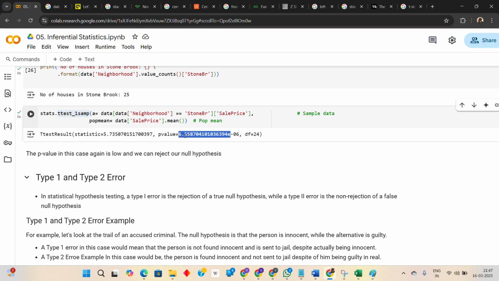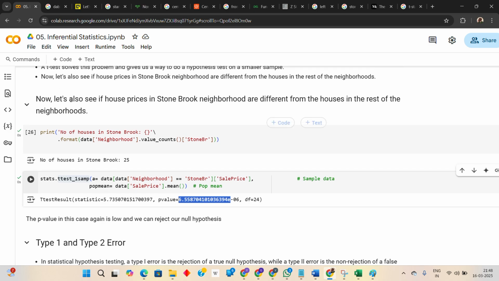I got the p-value as 6 point something. Don't get to the conclusion immediately. Here you can see e power minus 6, that means 10 power minus 6, which means divided by 10 six times: 0.000000006. That is also still less than 0.05, right? Still we are going to reject the null hypothesis and accept the alternate hypothesis. That means this statement is also wrong.